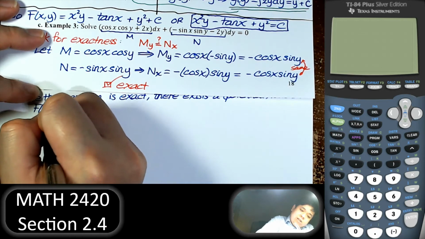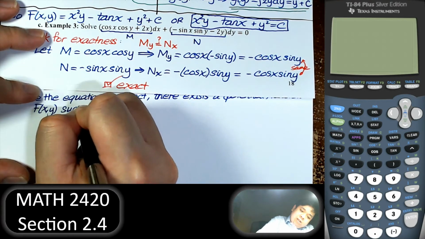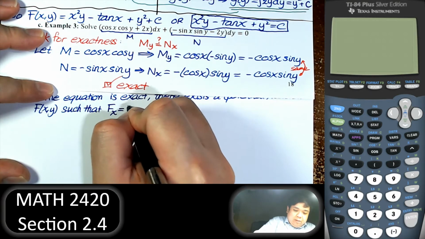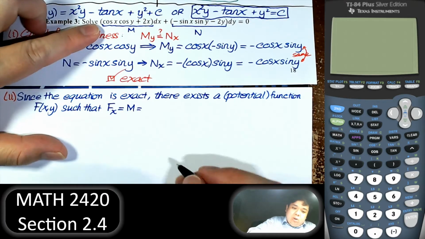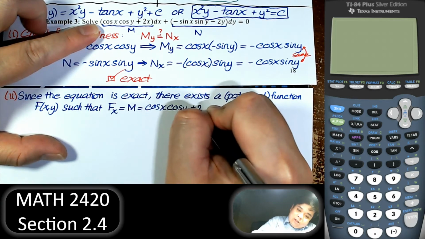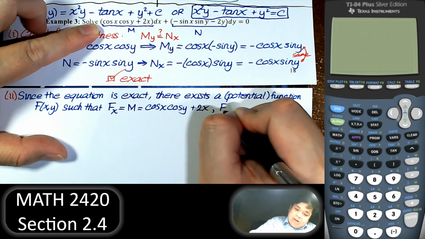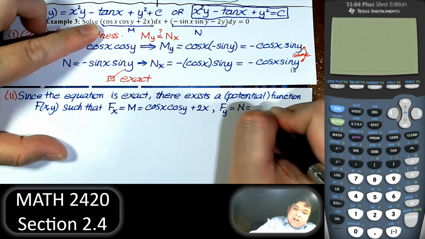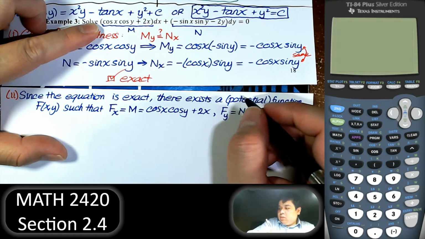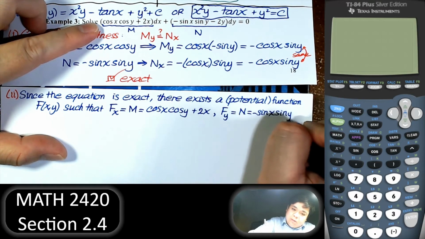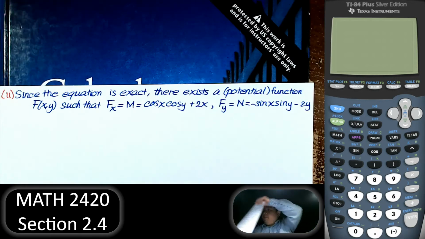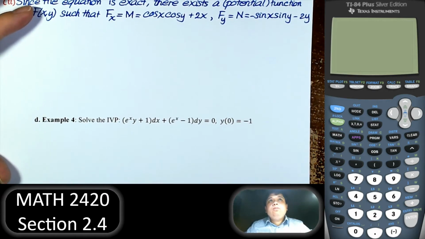F of xy such that derivative of f with respect to x is equal to m and equal to cosine of x cosine of y plus 2x, and derivative of f with respect to y equal to n equal to negative sine x sine y minus 2y. Right. Yeah, that's all we need.